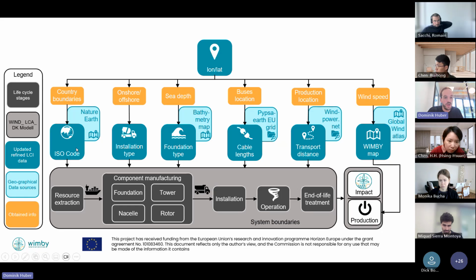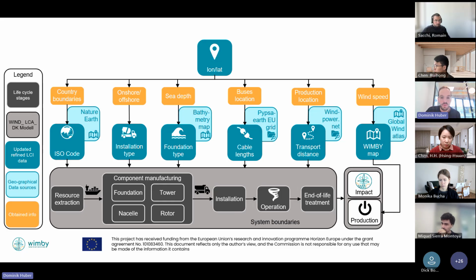One objective of including this information was the ISO code, in order to sample more regional data sets. We also wanted to identify very simply the type of installation, whether it's onshore or offshore. We wanted more information on size and on the foundation type according to the sea depth at a given offshore installation. Then we wanted to improve the calculation of the cable length to connect the wind turbines to the electricity grid, and refine the transportation distances from component manufacturing to the installation. In the end, the electricity yield, the annual electricity production, we obtain from the WIMBY map.